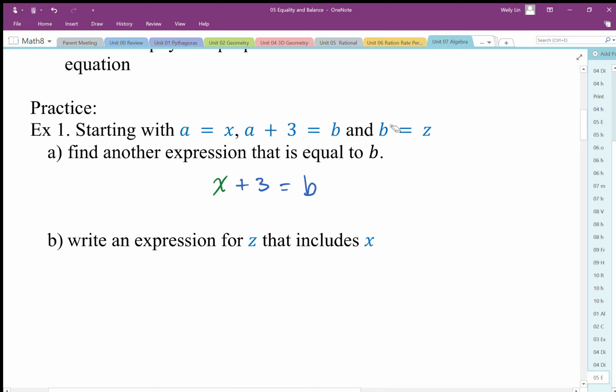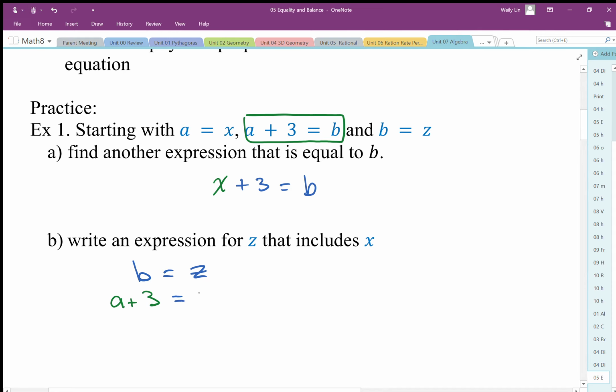I can do the same thing here. I have an expression for z, and I need an expression for z that includes x. So I need an x on this side. Well, I start off with b and z being equivalent. But I need to replace this with something that has an x in it. Well, I can replace the b first of all with an a plus 3. So that's what I'm going to do first. I'm going to just say that a plus 3 is the same as z.